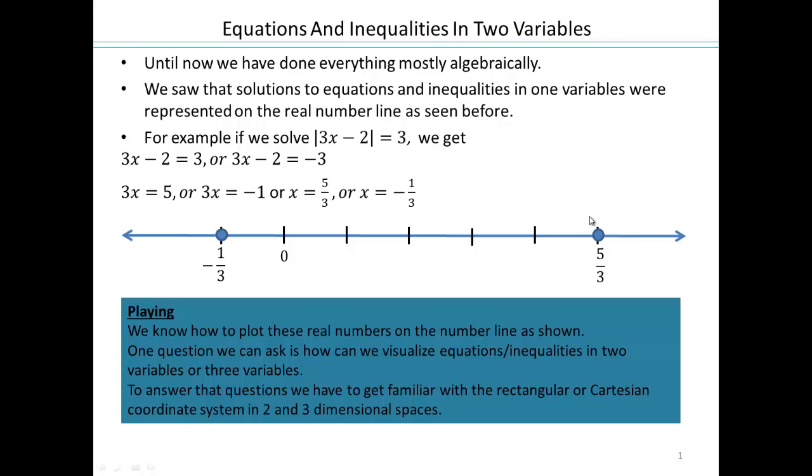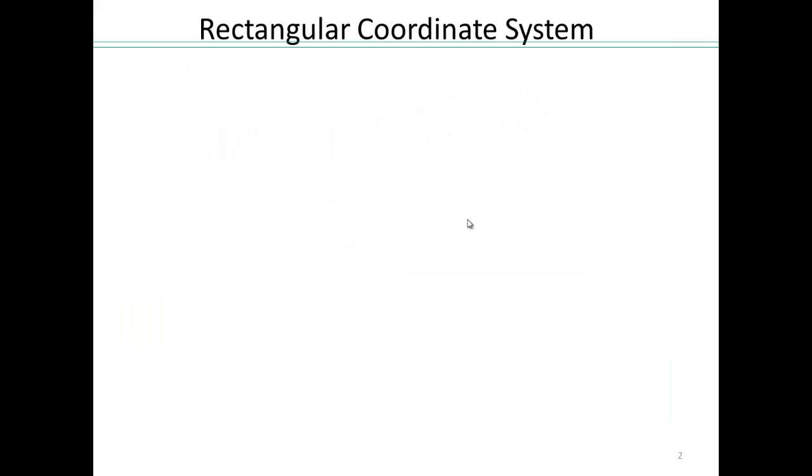Now, we know how to plot these real numbers on a number line as we just showed. One question to ask is, how can we visualize equations and inequalities in 2 variables, or even 3 variables for that matter? To answer that question, we have to get familiar with the rectangular or Cartesian coordinate system in 2 and 3 dimensional spaces. So let's take a look.